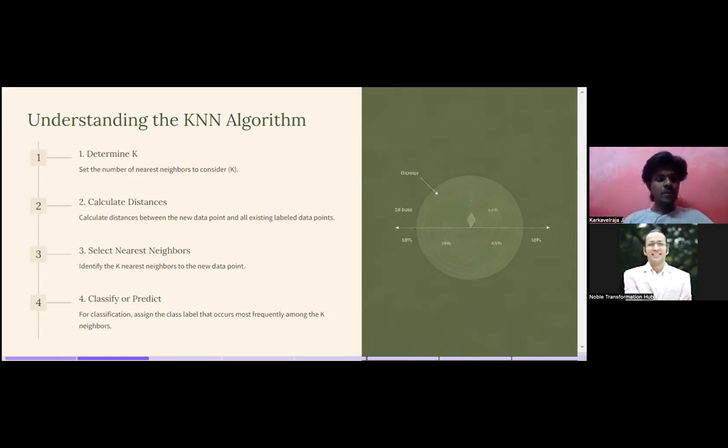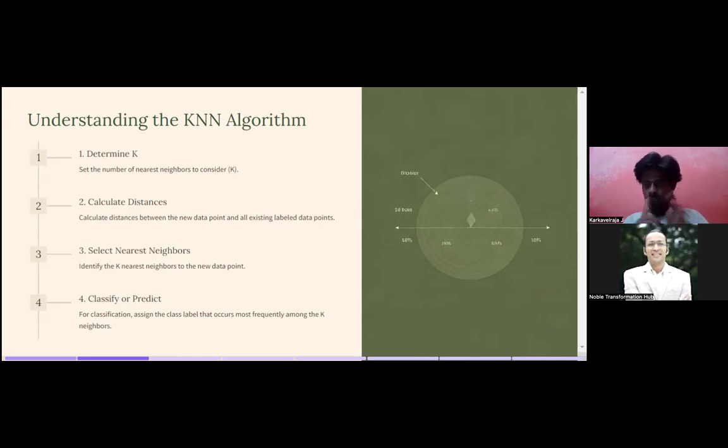So classify or predict. For classification, assign the class label that occurs most frequently among the K neighbors. Okay, it's a simple thing, guys. I will put it in a simple manner. We need to find the number of Ks for our data set. Consider we have 3 Ks, K1, K2, K3, and nearly 5 data points. If the first 2 points are nearer to K1, then classify them to K1. If the second 2 points are nearer to K2, classify them to K2. The last point, if it is closer to K3, then move it to K3. Like that, it will understand and classify.